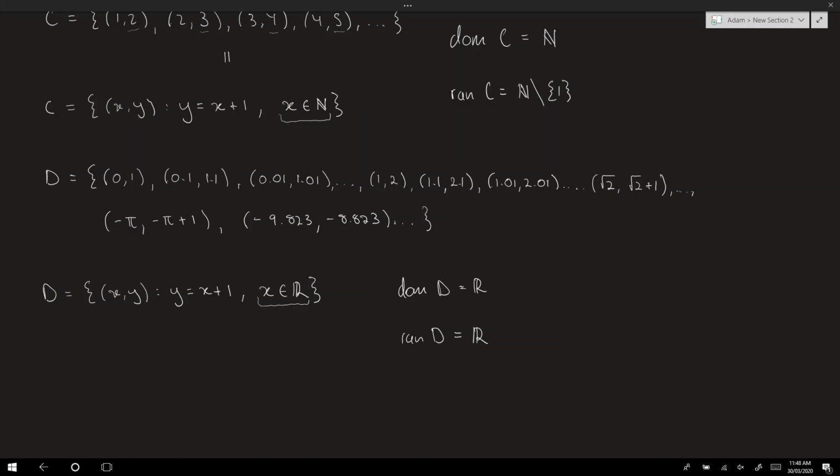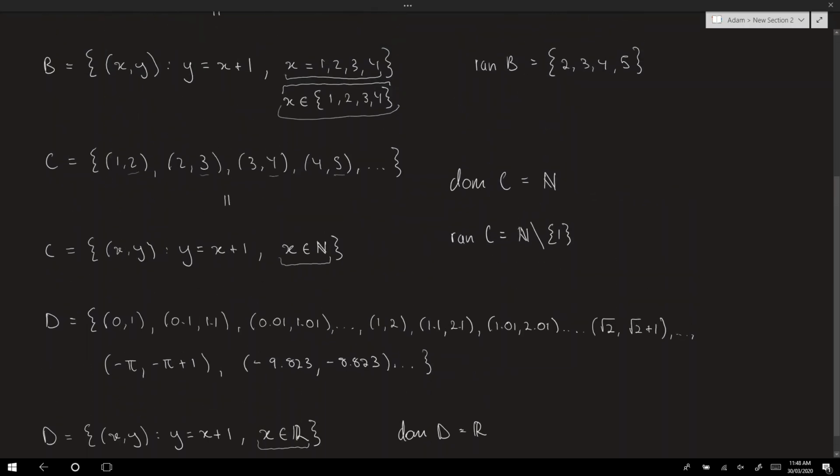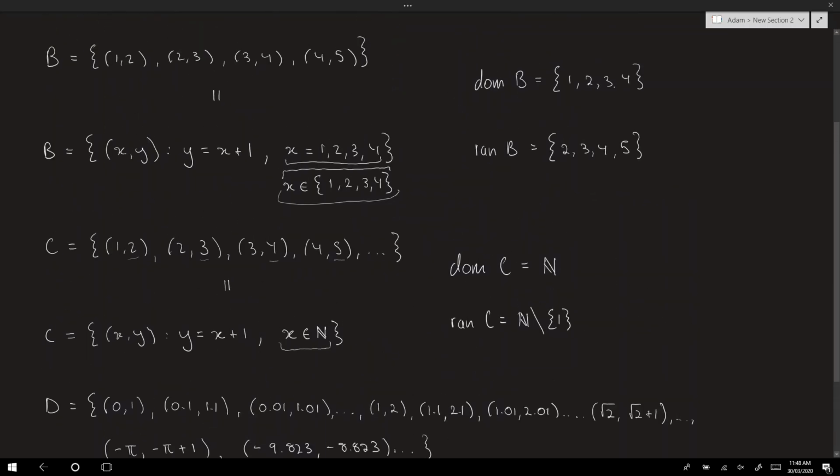Now, just quickly, before you go watch the next video, let's have a look at the domains and ranges of all of these things that we've got. For relation B, we've got a finite amount of numbers in our domain. We've got a finite amount of numbers in our range. And the actual amount of numbers in each of the domain and range is the same. Interesting.